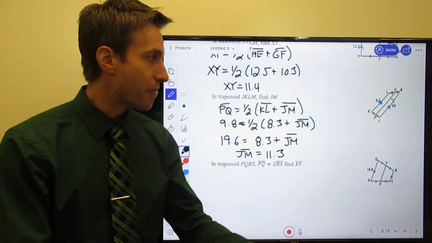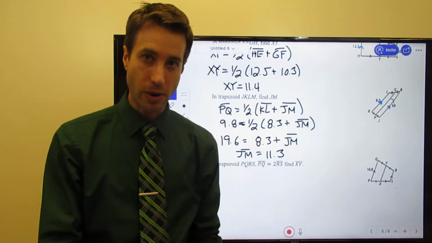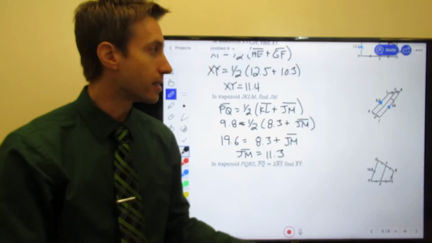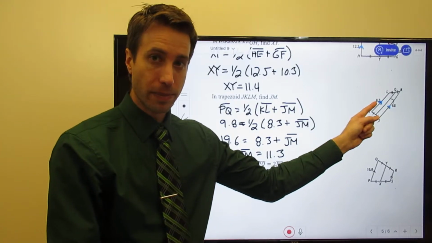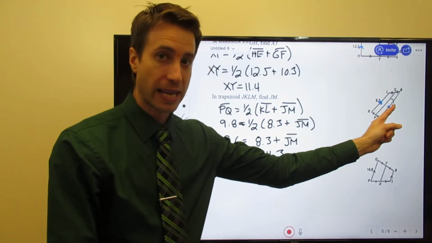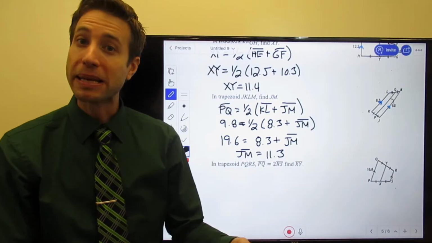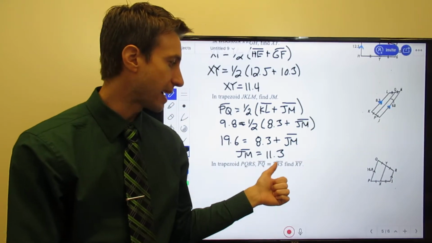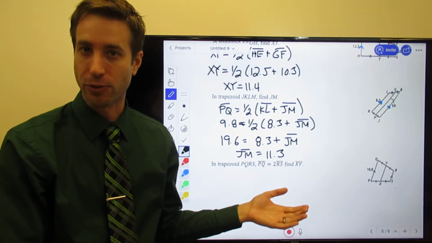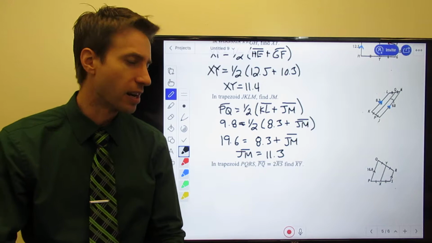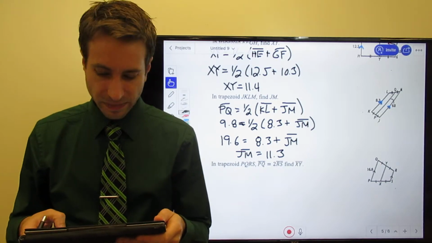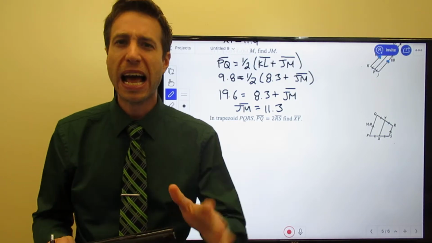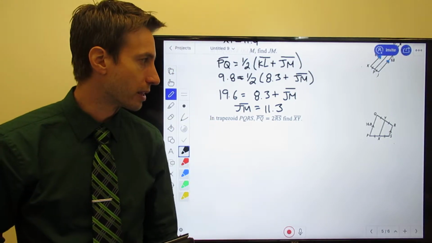Now again, really interesting point here. Please remember that my midsegment should be a number between the lengths of the bases. I have 8.3. My midsegment is 9.8. So that means JM has to be longer than 9.8. And in fact it is. It's 11.3. So I feel good about my answer. I got one more for you here. Again, not because these are tricky, but just because they're kind of fun to do. And being able to write the equation is really important.